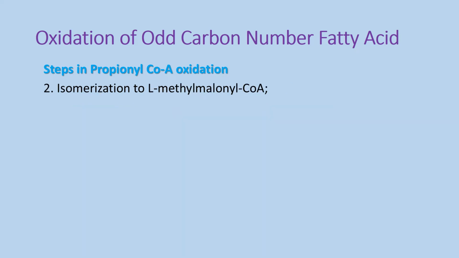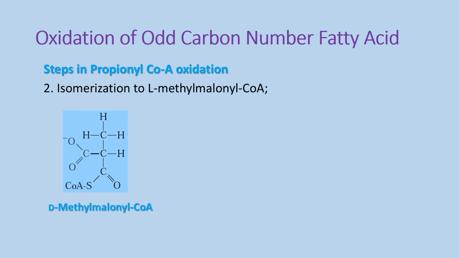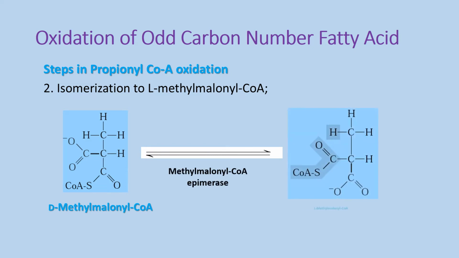Then comes the second step. During the second step, there is isomerization of this D-methylmalonyl-CoA into L-methylmalonyl-CoA. This is simply isomerization, and the D isomer is converted into the L isomer. So D-methylmalonyl-CoA is converted into L-methylmalonyl-CoA. For this step, there is a requirement of methylmalonyl-CoA epimerase enzyme.